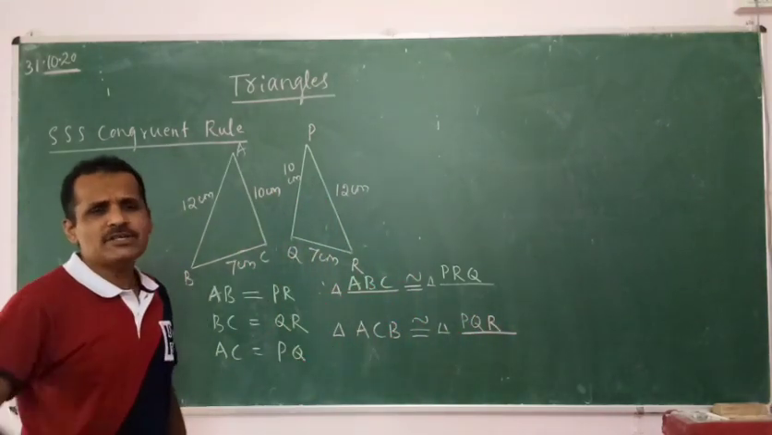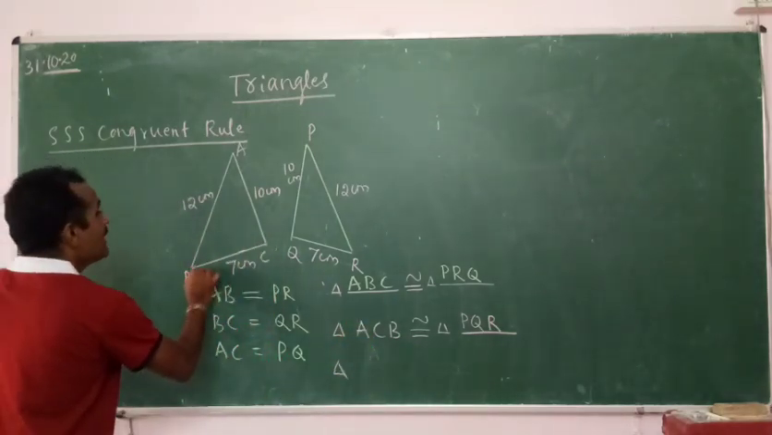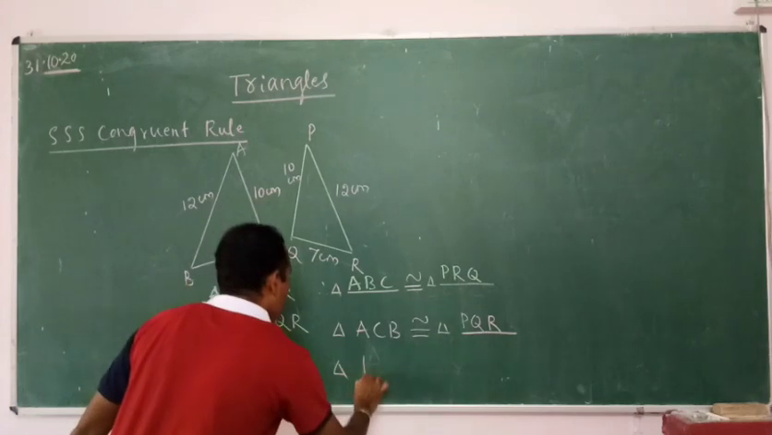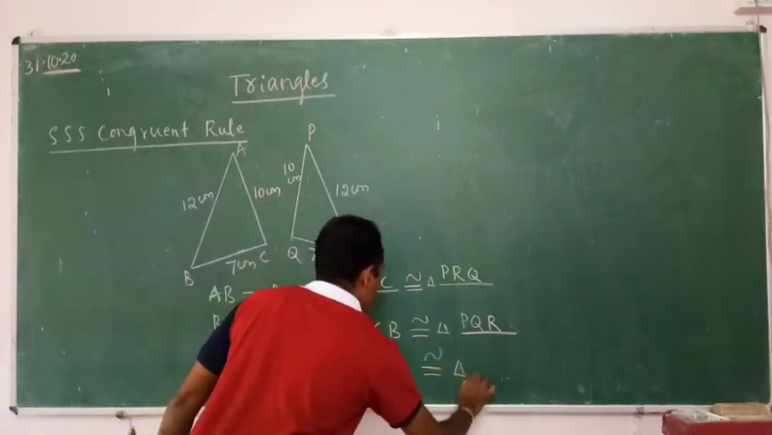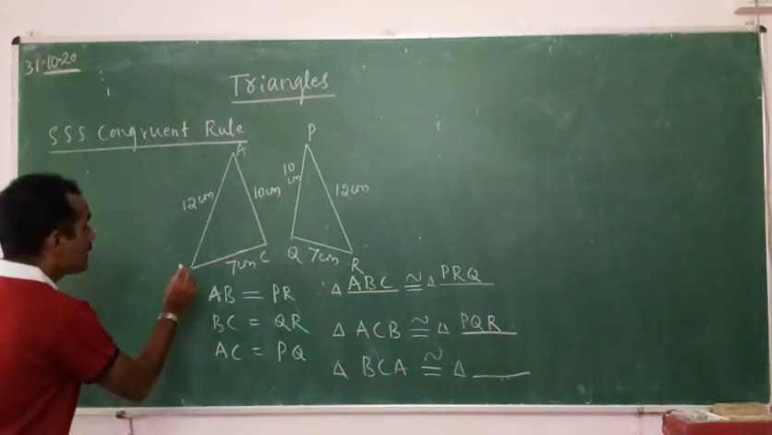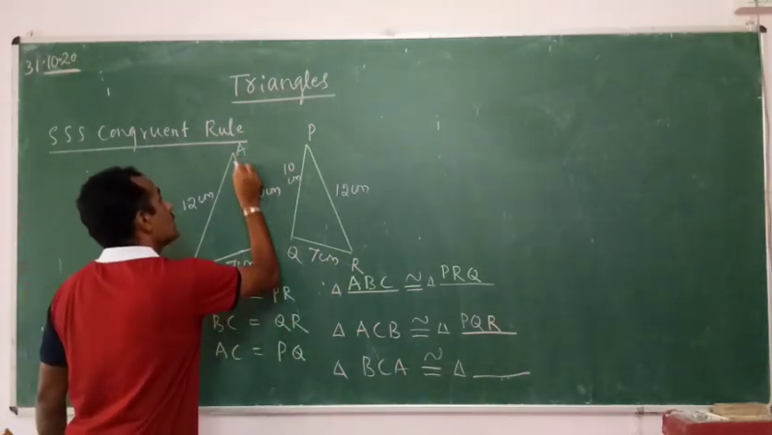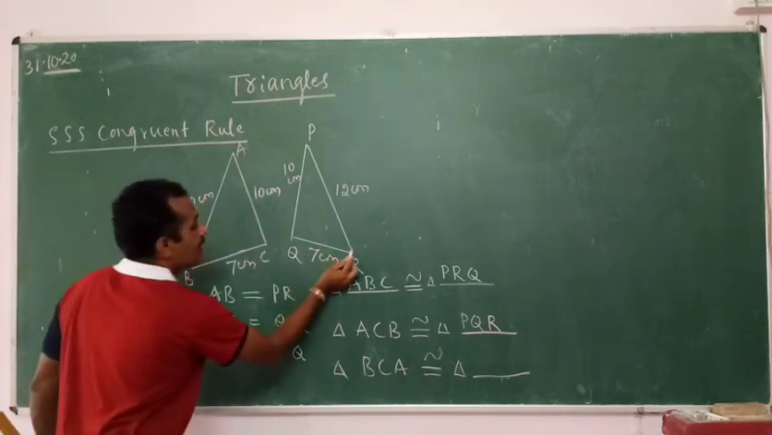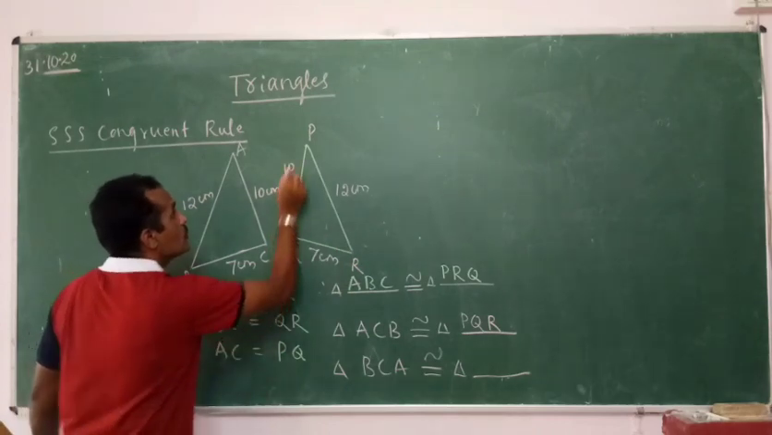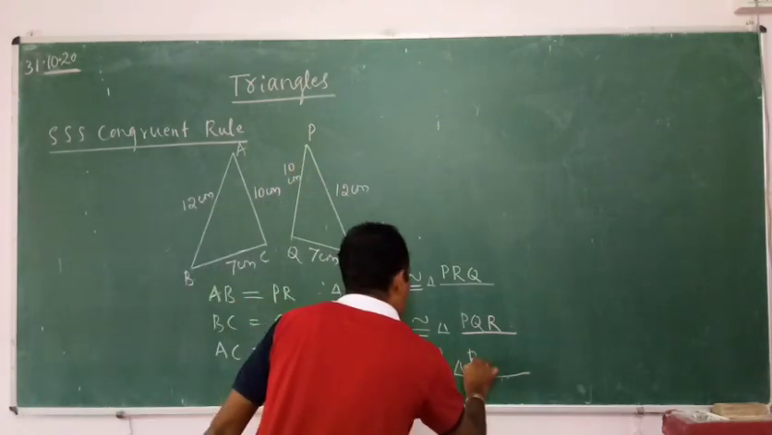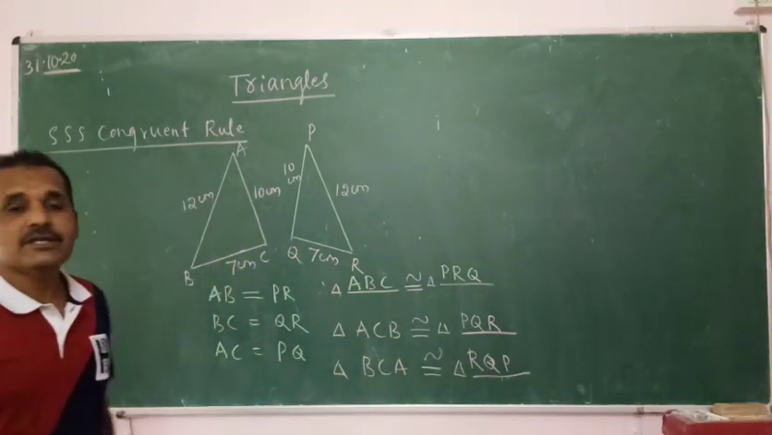Any one is sufficient. I can write triangle BCA. BCA is congruent to triangle dash. BCA, 7 centimeter to 10 centimeter, RQP. Triangle RQP. Anyway, you can write.